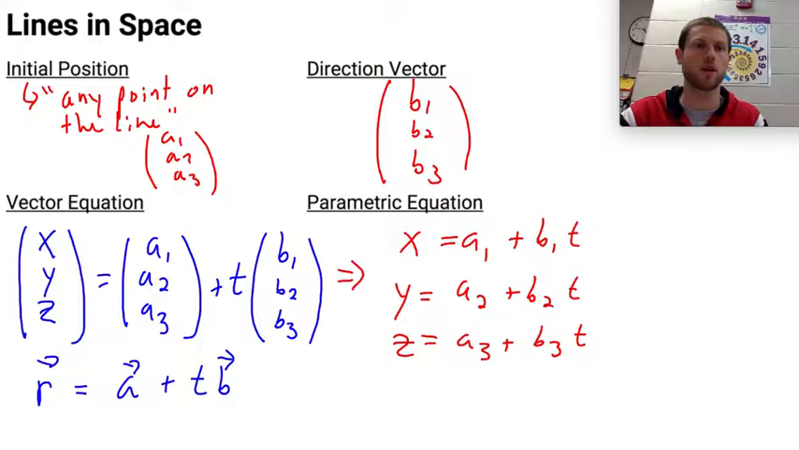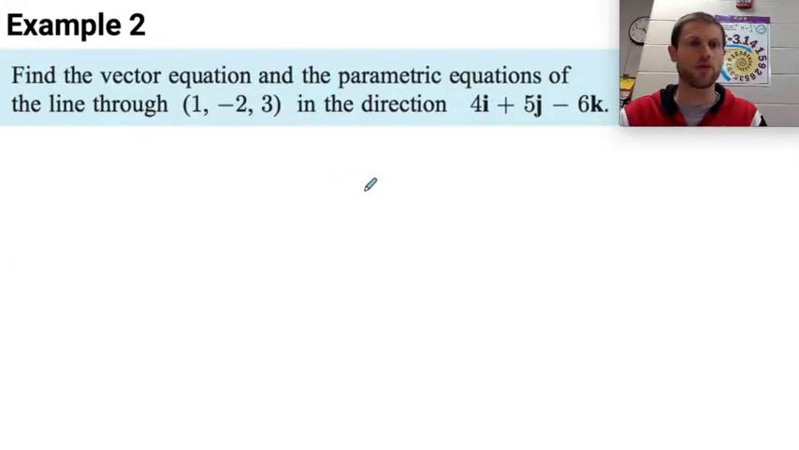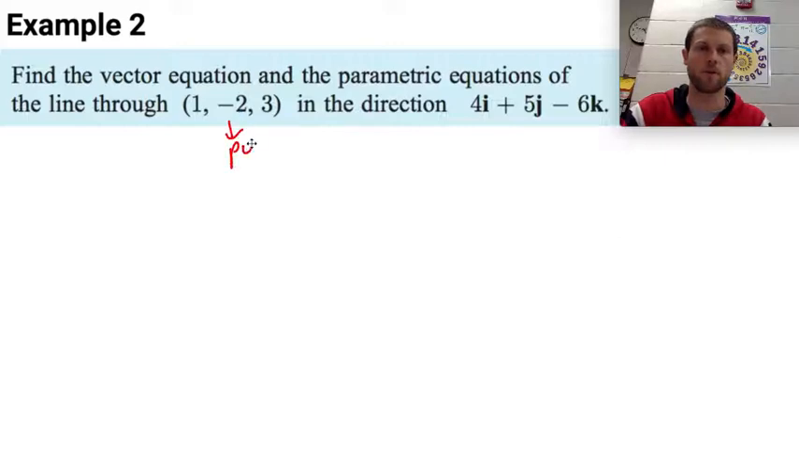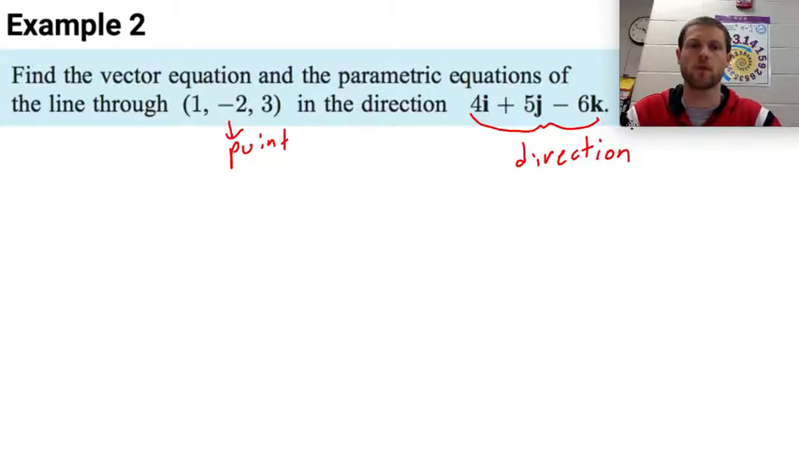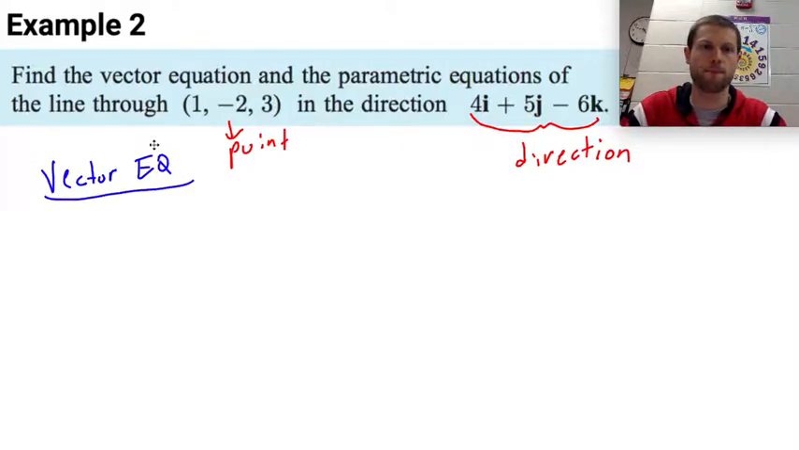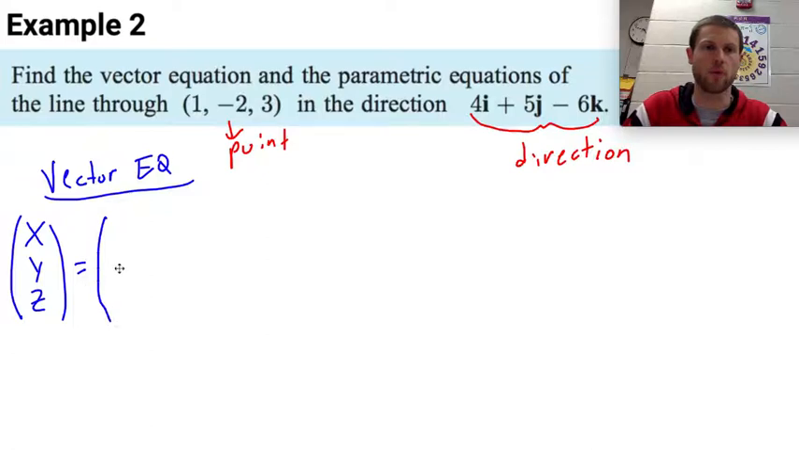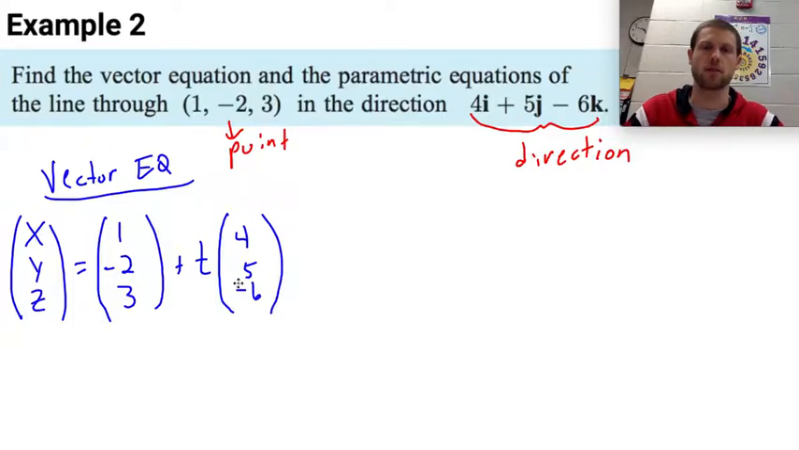So let's see an example of writing the equation of a line in 3 space. We want to find the vector equation and parametric equations of the line through this point, 1, negative 2, 3, and in this direction, 4i plus 5j minus 6k. This is my direction. So let's first do the vector equation. The vector equation, x, y, z, the position vector, is going to be given as my point 1, negative 2, 3, plus some scalar t times 4, 5, negative 6. Yes, that's it. This could have been a t, could have been an s, it really doesn't matter. It's just some scalar value.